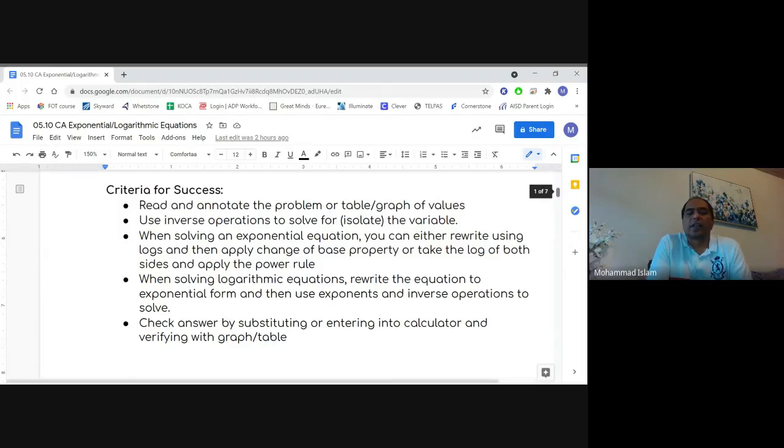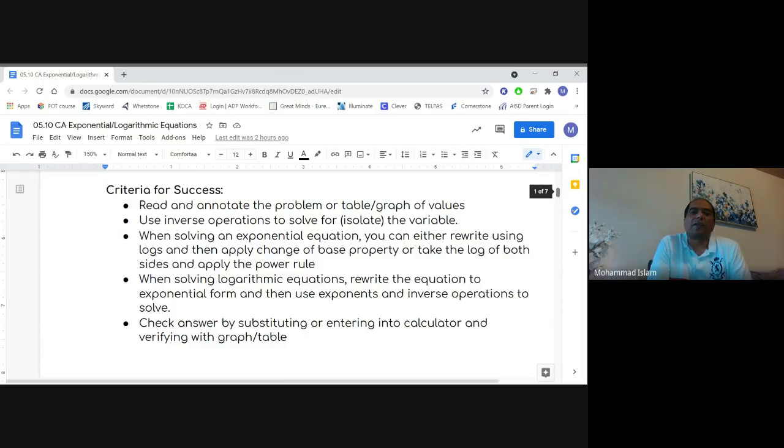Now the third bullet says if you have an exponential equation, you can either rewrite using logs and then apply the change of base property, or take the log of both sides and apply the power rule. So we will see how we do that.